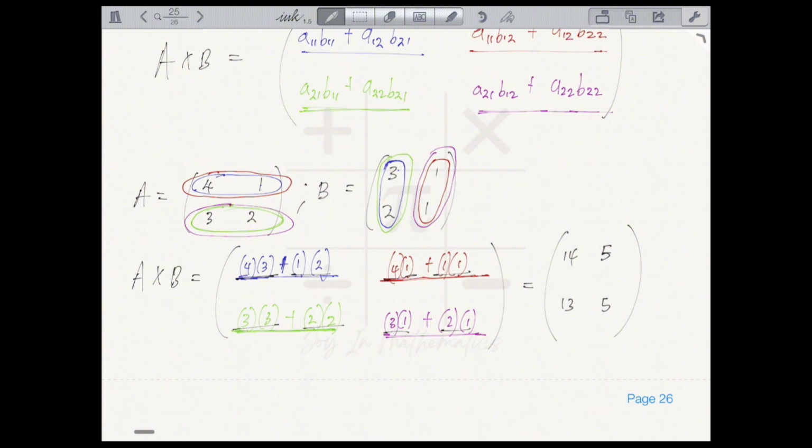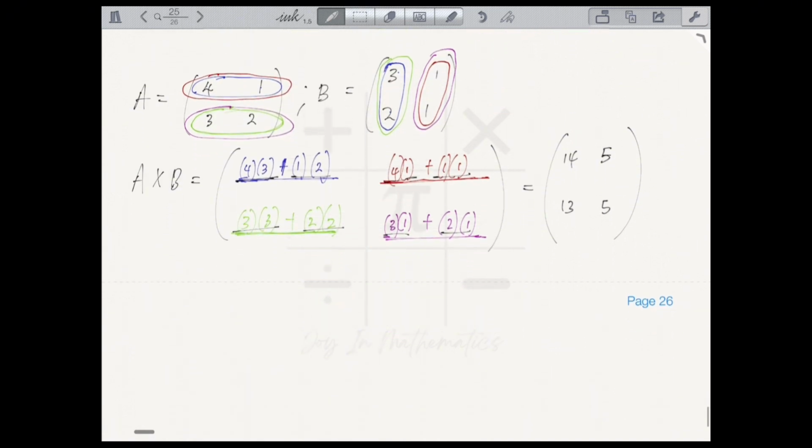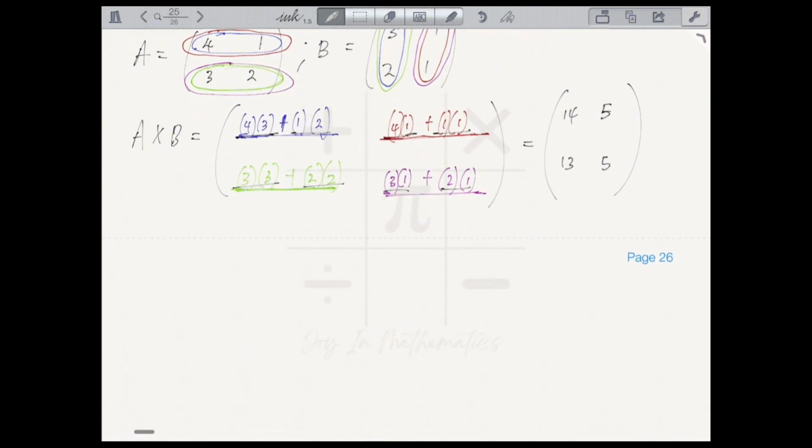But before we continue, let me give you an exercise to try for matrix multiplication. Let's say we have A given as 3, 1, 2, 1, and B given as 4, 1, 3, 2. Now let's evaluate what AB is. Evaluate AB and we'll solve it together in the next video.